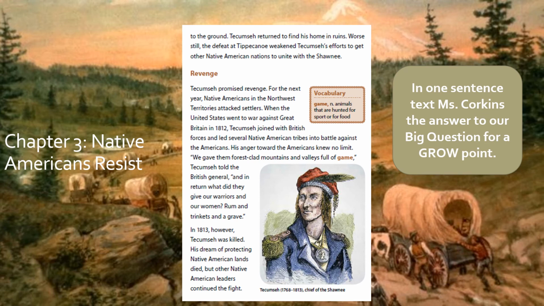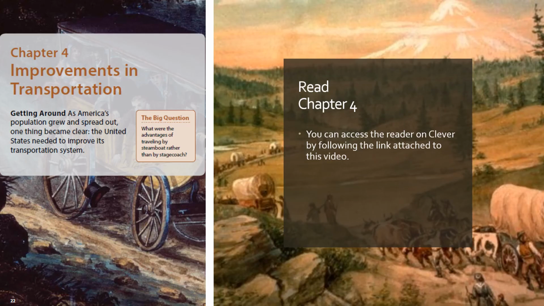Alright, scholars, this is the end of Chapter 3 of Native American Resistance. In one sentence, text me the answer to our big question for a growth point. I can't wait to start seeing these texts roll in. Next, you're going to read Chapter 4, Improvements in Transportation, on your own. Remember, you can access the reader on Clever by following the link attached to this video.